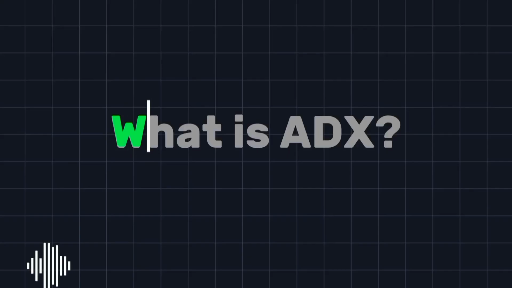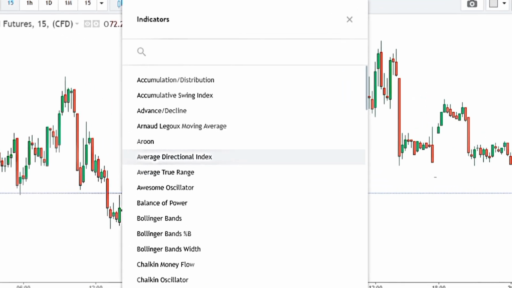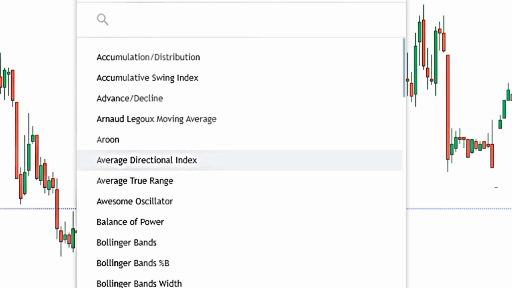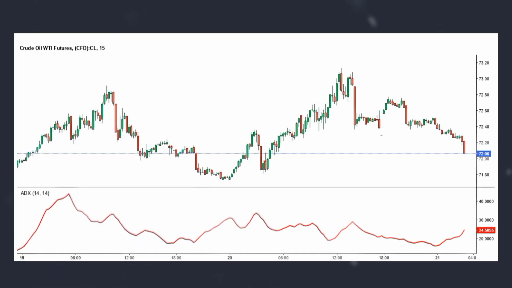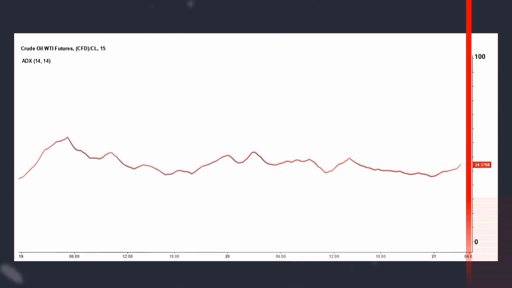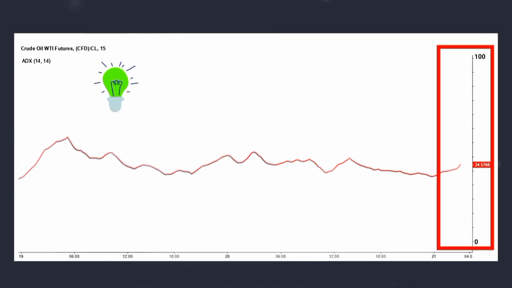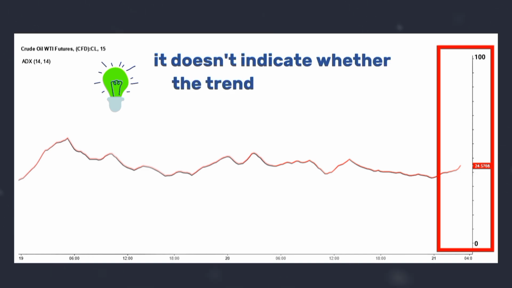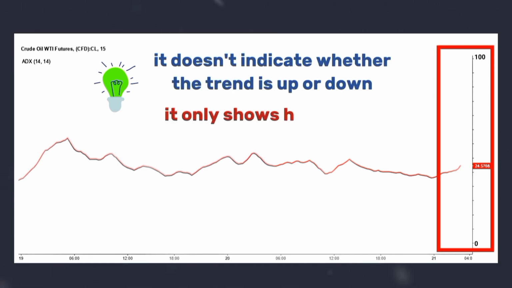So, how do we avoid these false signals? That's where ADX comes in. What is ADX? ADX, or the Average Directional Index, is an indicator that measures the strength of a trend on a scale from 0 to 100. It doesn't indicate whether the trend is up or down. It only shows how strong the trend is.